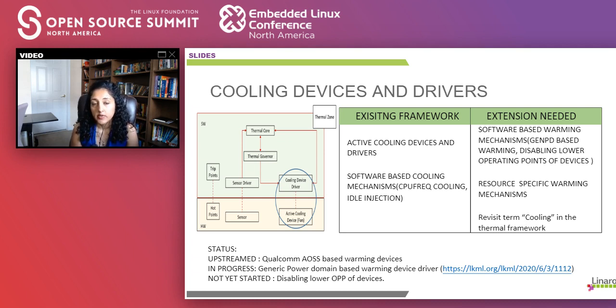Another feature that we require is to disable certain devices from going into lower voltage levels. For example, for CPUs and GPUs, we would restrict the minimum operating point of these devices. We would say that such devices cannot operate below a certain voltage level. So these are some of the software-based warming mechanisms that we have seen.